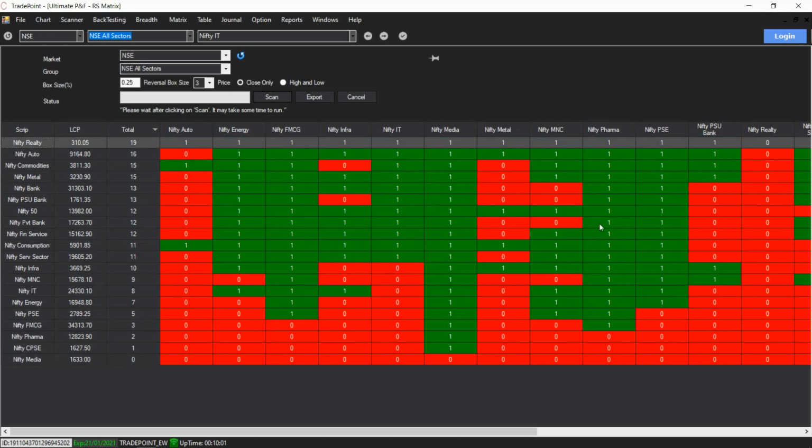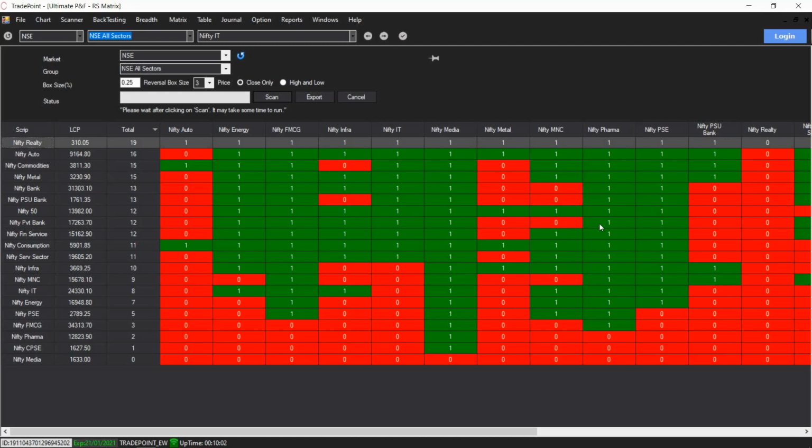So what did we do here? We did price analysis, whether it is in uptrend or downtrend. We saw the performance against Nifty, and then we saw the performance against other sectors, right? So these are the steps. If these things are in sync, you should look for buying opportunities in that sector.